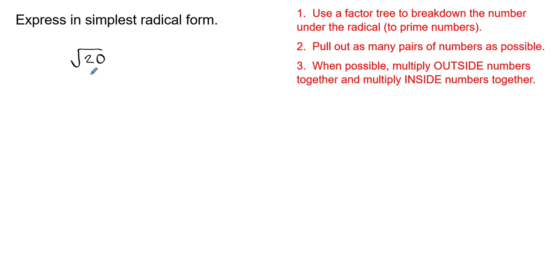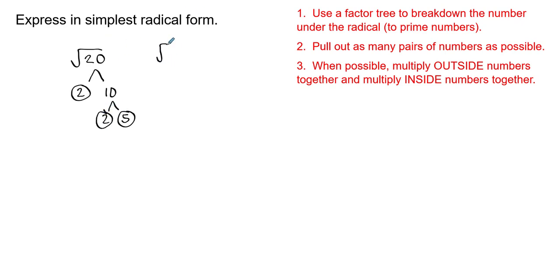All right, now we're going to break down 20, something a little bit different. Again, if it's even, I always divide by 2. So I've got 2 and 10. 10 will break down as 2 and 5, and 2 and 5 are both prime, so that ended pretty quick.